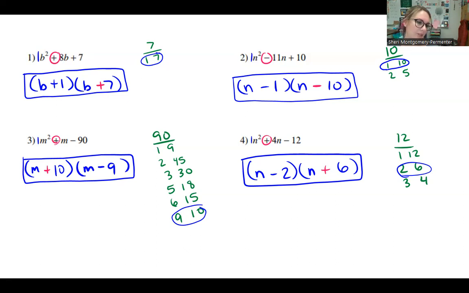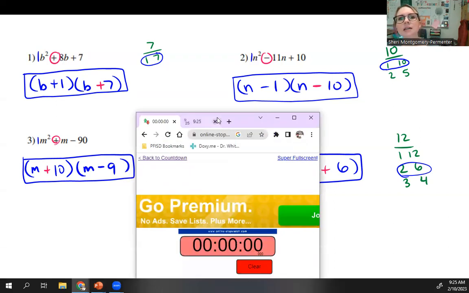So what I would like to do now is have you work on the front side. The front side has 6 more problems that you need to do. So I'm going to give you guys a timer. Let's work on the front side.